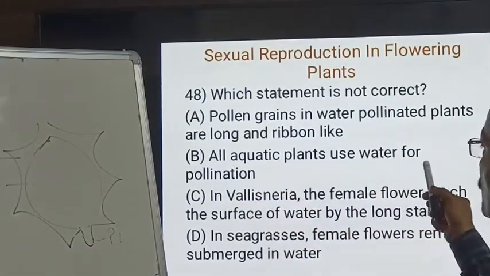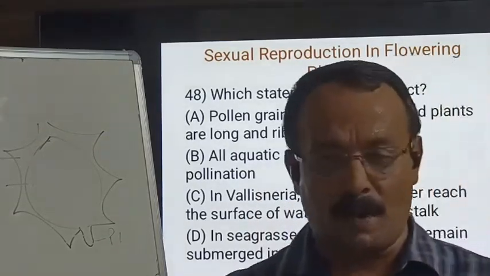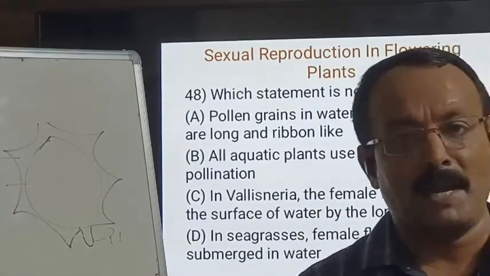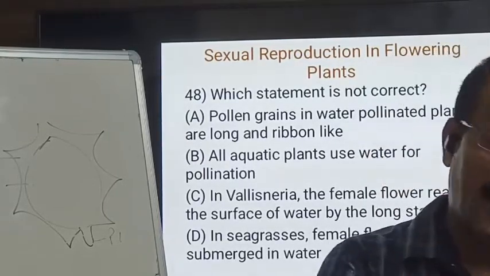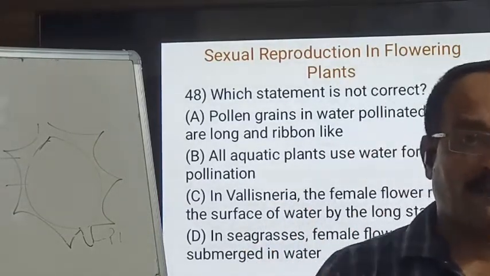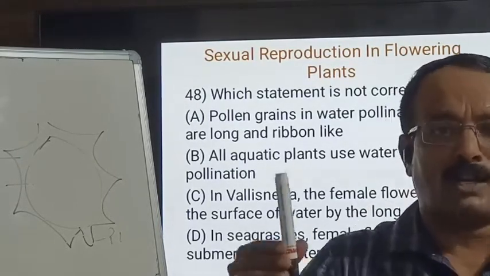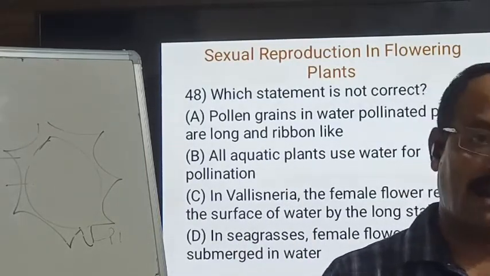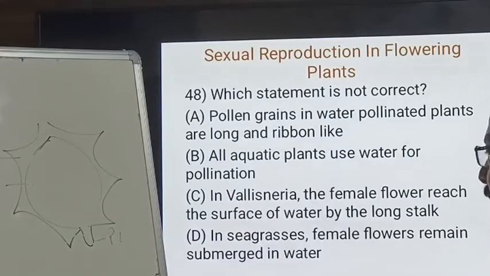All aquatic plants use water pollination. No. Only 30 genera of the plants, especially among dicotyledons, use the water as the media for pollination, not all the aquatic plants. For that exceptions, we studied Vallisneria and Zostera. Apart from that, water hyacinth and water lily, the female flowers emerge out of the surface of water and pollination takes place either by wind or some insects. So not all the aquatic plants use water for pollination.